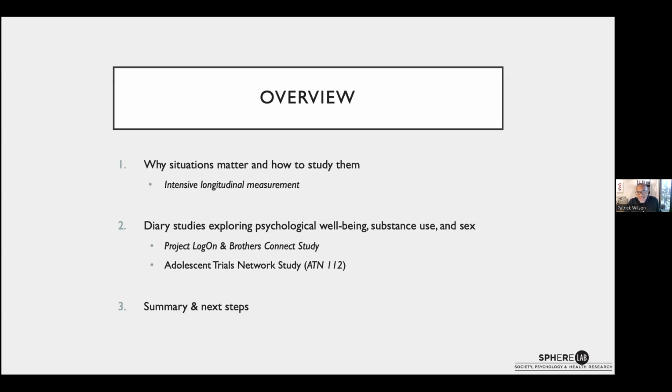So I think those of you who know me know I do, like a lot of us, a lot of different work in different areas. But I was hoping that this presentation could really hone in on the interest I have in intensive longitudinal measurement, and particularly in looking at this approach in vulnerable populations.